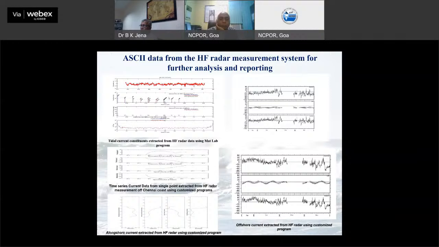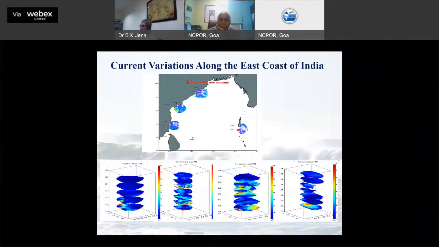And we have done some of the analysis using HFDR data for tidal constants, then extraction of longshore current and offshore current using HFDR data for various coastal applications. And we are also trying to do some current atlas. I will be coming to that.